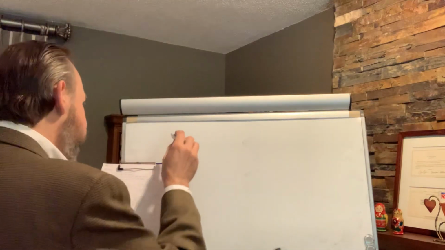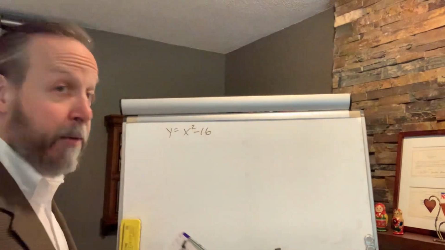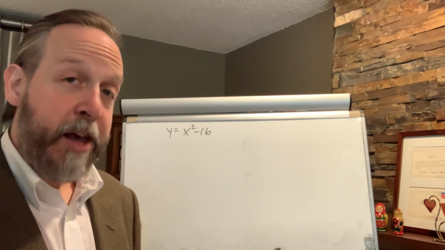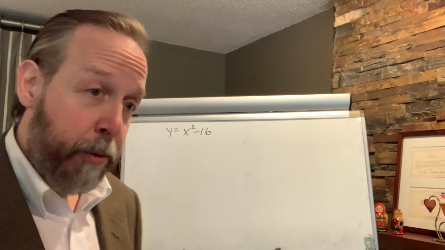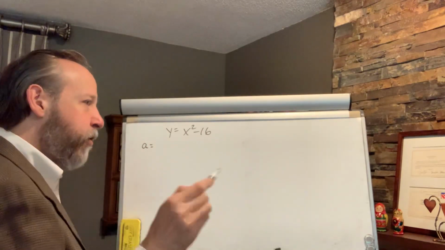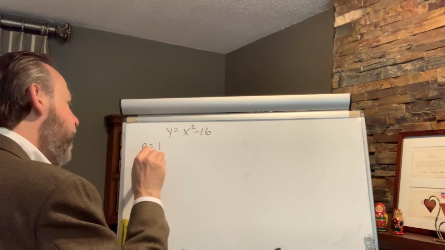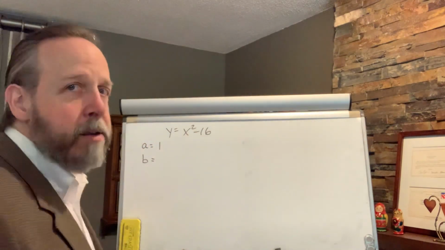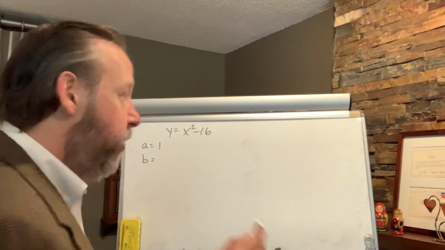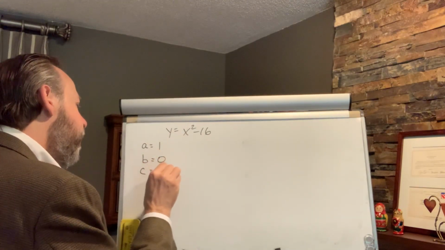Okay, let's try another example. Y equals x squared minus 16. Now, this is an example in which one of the terms is missing. We already talked a while ago about what that means. It means one of the terms is the number 0. Which term is it? Well, my A term is the coefficient of the x squared, always is, and that's the number 1. My B term is the coefficient of the x term, which is missing. All right, well, the x term is missing, so that B has to be the number 0. And our C term is negative 16.